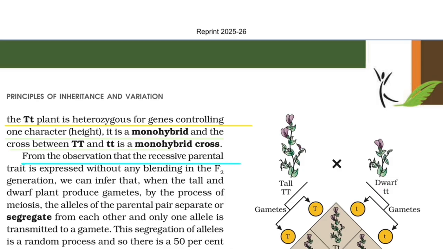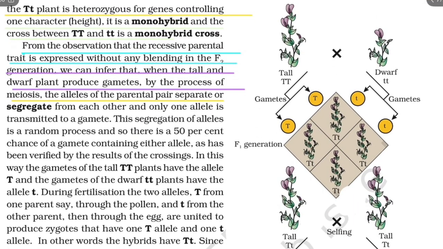From the observation that the recessive parental trait is expressed without any blending in the F2 generation, we can infer that when tall and dwarf plants produce gametes by the process of meiosis, the alleles of the parental pair separate or segregate from each other, and only one allele is transferred to a gamete. This segregation of alleles is a random process, and so there is a 50% chance of a gamete containing either allele, as has been verified by the results of crossing.